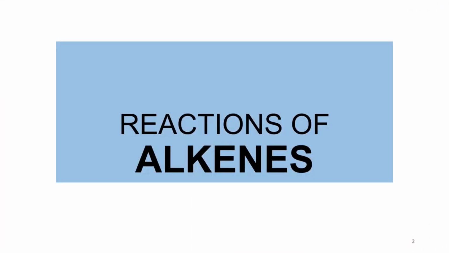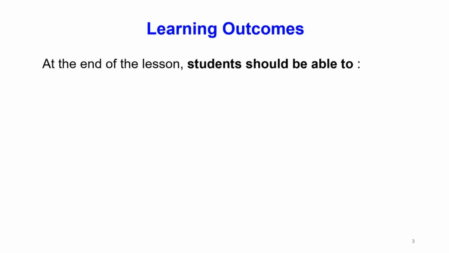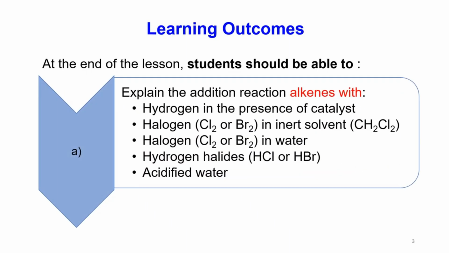Reactions of alkenes. Learning outcomes. By the end of the lesson, students should be able to explain the addition reaction of alkenes with hydrogen in the presence of catalyst, alkenes with halogen in inert solvent, alkenes with halogen in water, alkenes with hydrogen halides, and alkenes with acidified water.